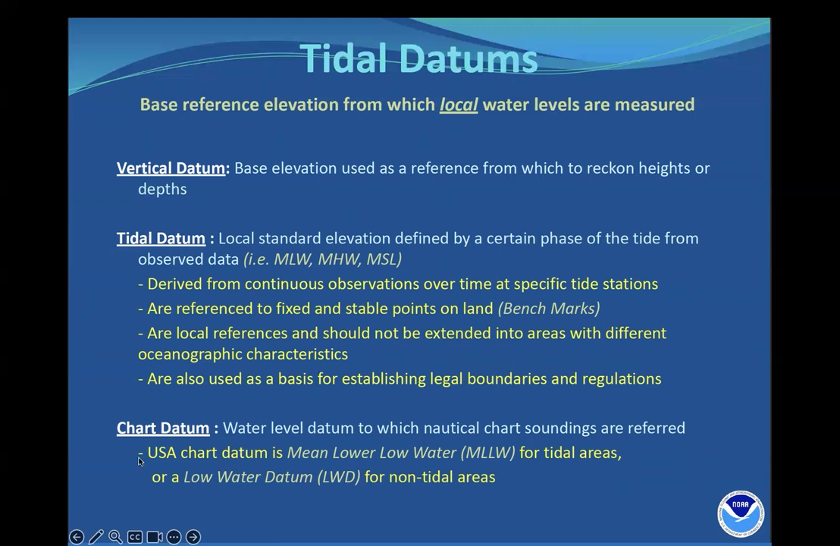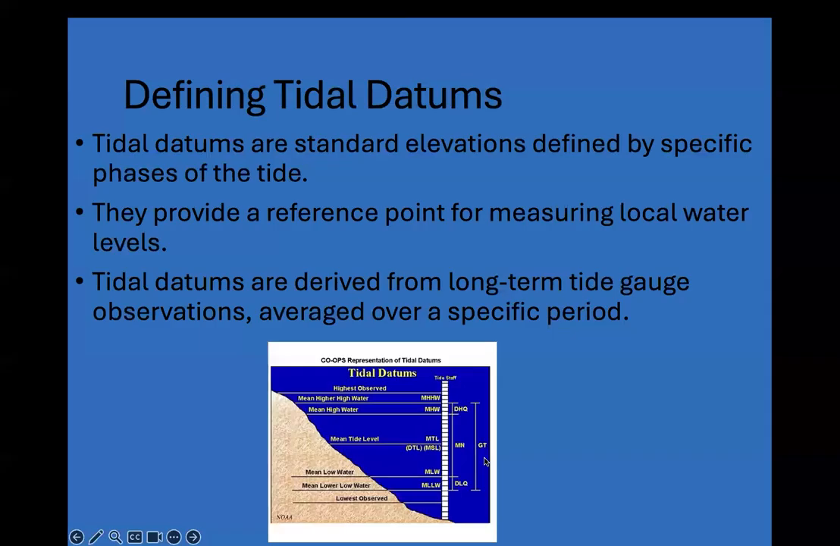The US nautical charts are going to be using a particular datum, which is called the mean lower low water. And again, I'll define that in just a second for tidal areas. So that's one that you'll want to keep in mind: if you're looking at a chart, it's going to be always using the mean lower low water tide. But let's go ahead and start defining what these things are.